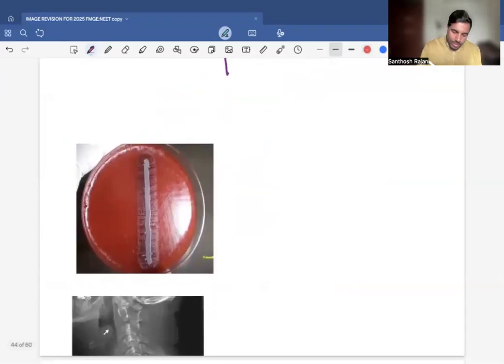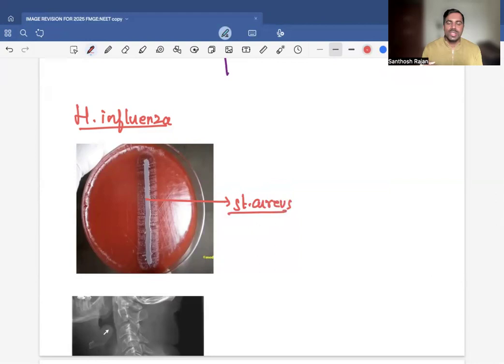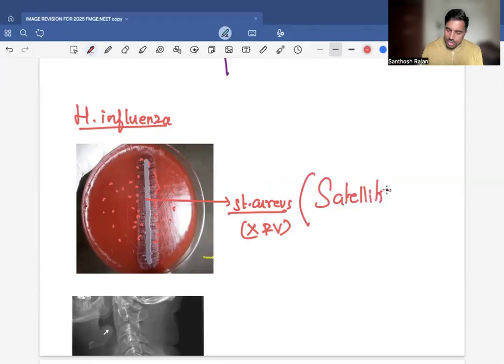Very, very important is this is your Haemophilus influenzae. What is the typical thing you're seeing here? Satellitism. You're sticking the Staph aureus in the center. The Staph aureus will provide nutrition, because Haemophilus needs the X and V factors, and Staph aureus is producing them. So you see the colony is very high around the Staph aureus, but less later on. That is typically called satellitism, only for your Haemophilus influenzae. Very important question, don't forget.